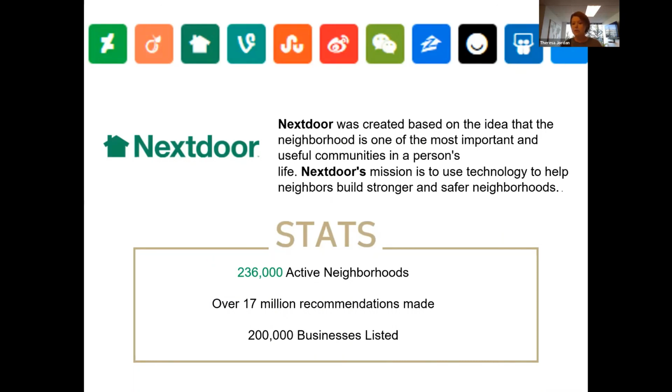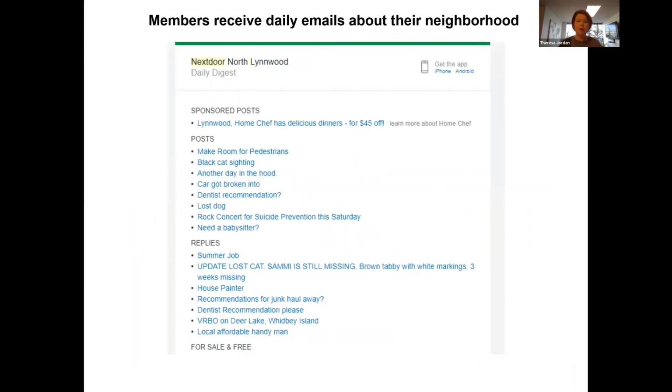There are 236,000 active neighborhoods. I personally think that neighborhoods are pretty big. I wish they'd scale them down a little bit. And some neighborhoods have gotten to know each other enough that they have their own Facebook groups, which I think is really cool too. If you've not been on there, you'll get a daily email that tells you about the most common posts, or the most posts for the day, and some replies that have come in.